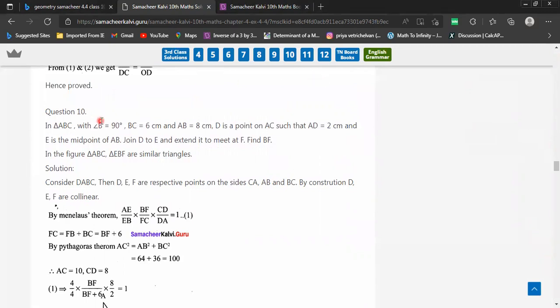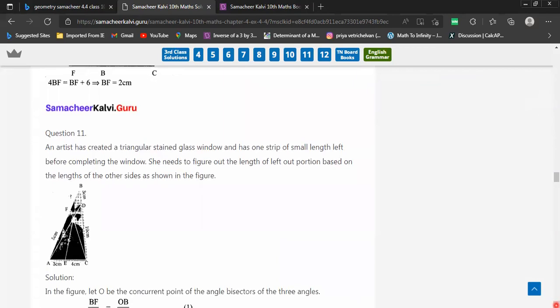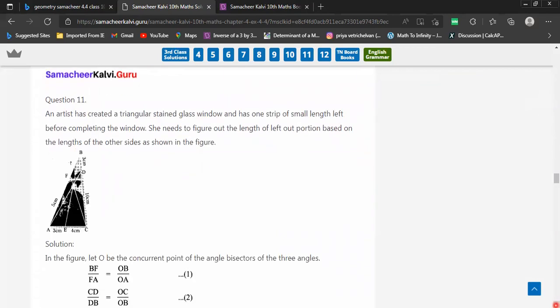Question number 10. So in question number 10, you have triangle ABC with angle B equal to 90 degrees. I don't think that question is actually there. The 10th question for me is: an artist has created a triangular stained glass window. Is this the one? Yeah. Okay.